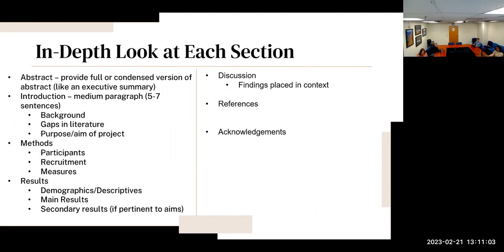And then measures. So if you sent them a survey, what were all the measures in that survey? If you had them do a specific task or something, what did that look like? Is that validated? Provide some information on that. Your results include demographics or descriptive. So your recruited participants, what did you find out? The majority of participants were college aged, with an educational background of this, race, ethnicity breakdown, things like that.